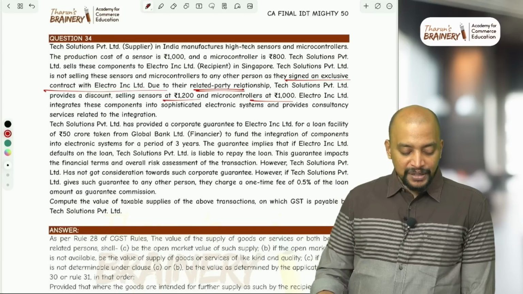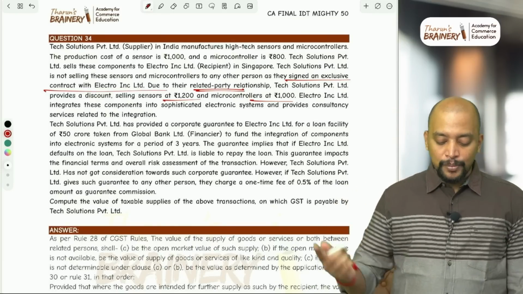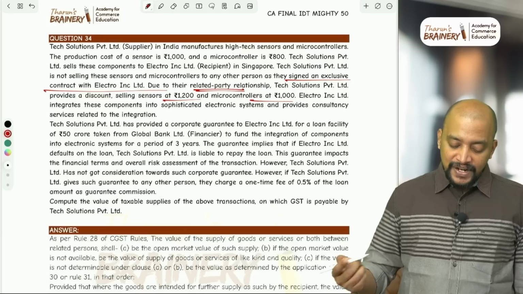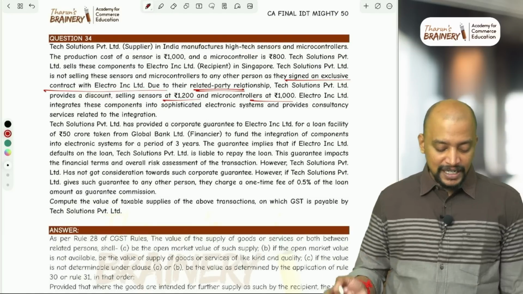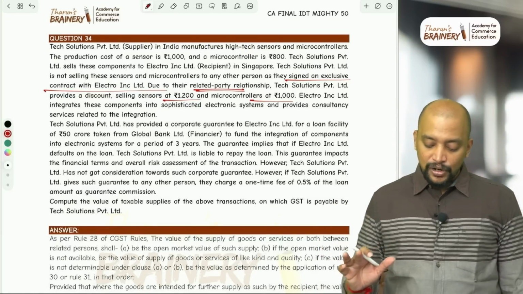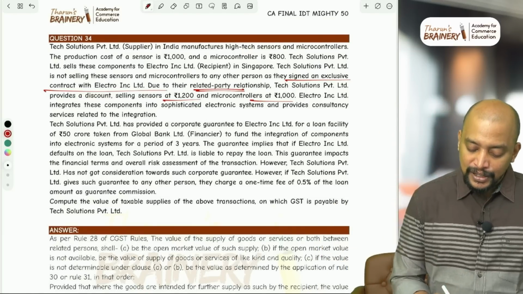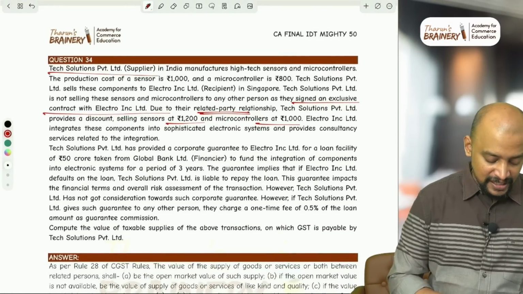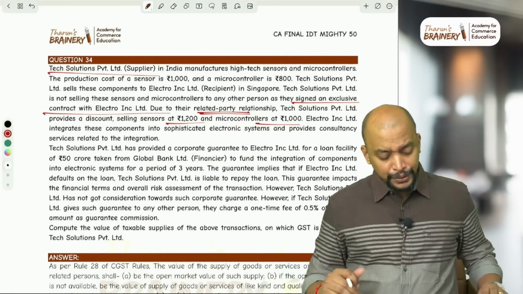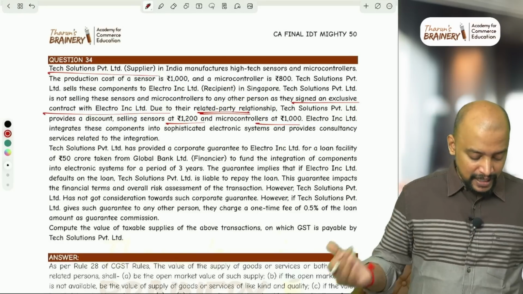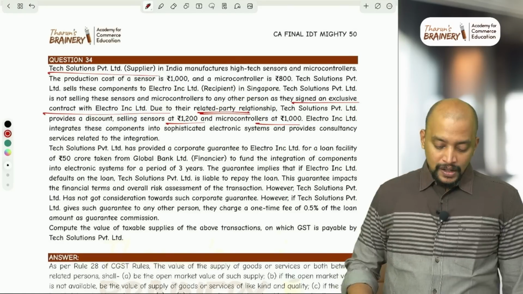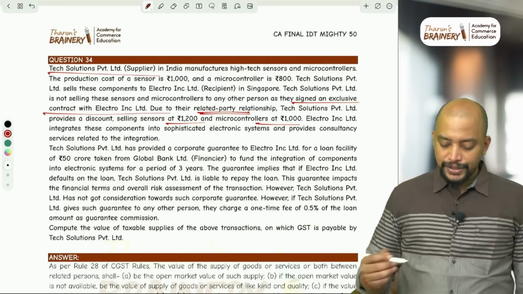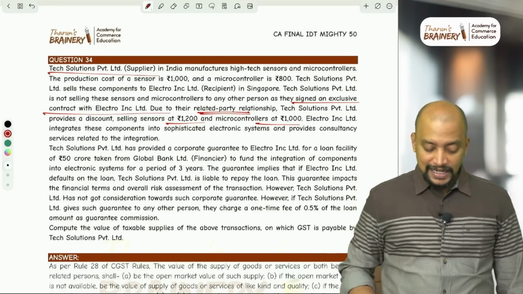Electro Incorporation Limited integrates these components into sophisticated electronic systems and provides consultancy services relating to the integration. Okay, so basically all these things are provided by whom? Tech Solutions Private Limited. Tech Solutions Private Limited is providing these services to their related party. Okay, and next, so 1200 and 1000, Electro Incorporation integrates these components into sophisticated electronic systems. So there is another paragraph.